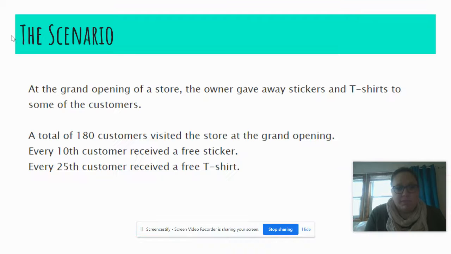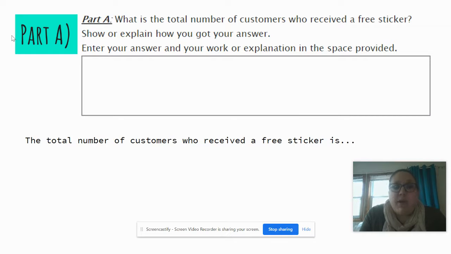So let's get started. We have the situation here of a store. A store has a grand opening, and a total of 180 customers visiting that store. The store is giving away stickers and t-shirts to some of the customers. Every 10th customer gets a free sticker, and every 25th customer gets a free t-shirt. So that's pretty cool. We're going to be answering questions based on this, and we're probably going to be coming back to the slide throughout. But let's look at part A. What is the total number of customers who received a free sticker?